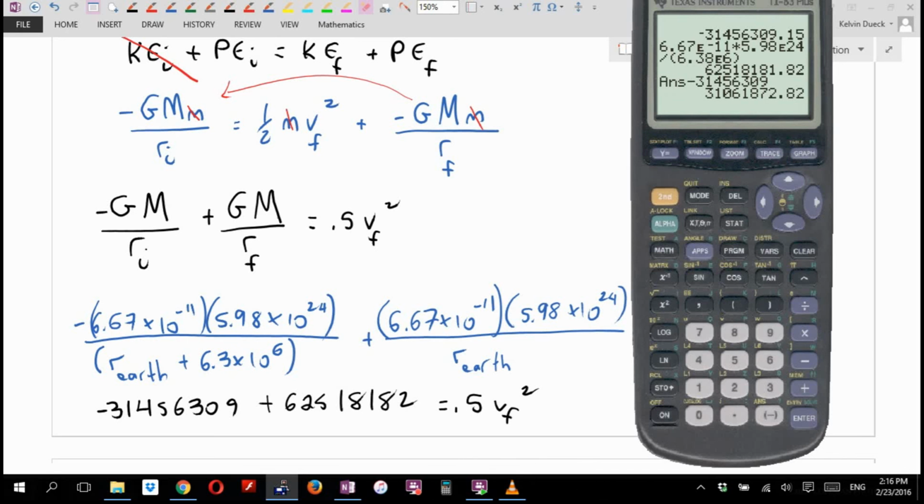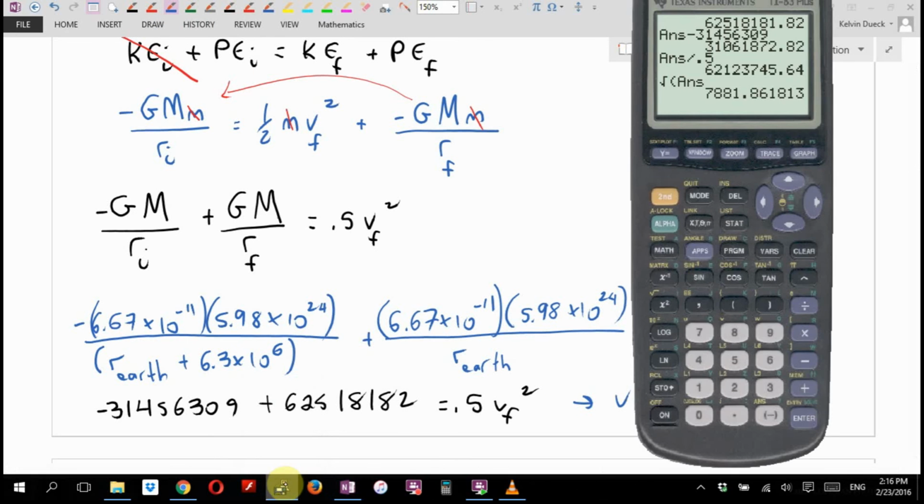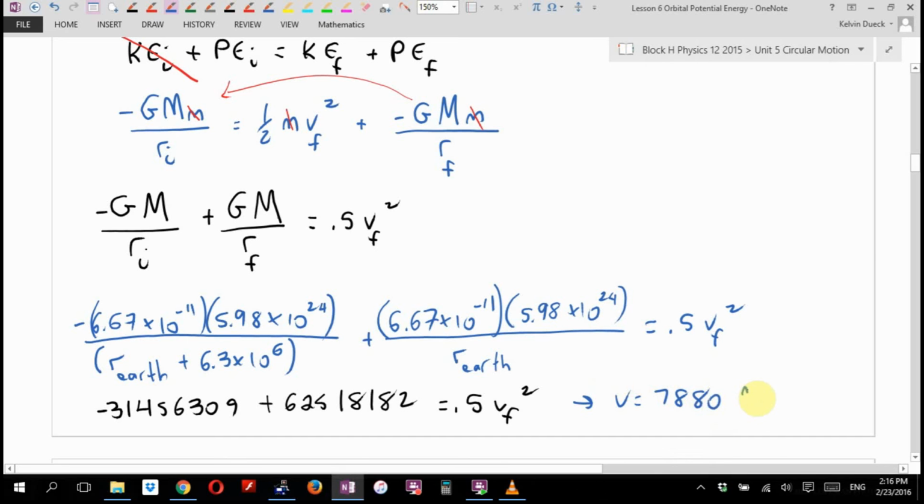Now what? How would I get the V final by itself? Not yet. What else is in front of the V? 0.5. So how do I move that 0.5 over? Divide by 0.5, square root. I've played around with this, Alex, quite a bit. That's about the least amount of typing to get to this answer. It's going to hit the ground pretty fast, almost 8 kilometers a second. It'll be hauling. 7,880 meters per second, and I'll go to 3 sig figs: 7,880.